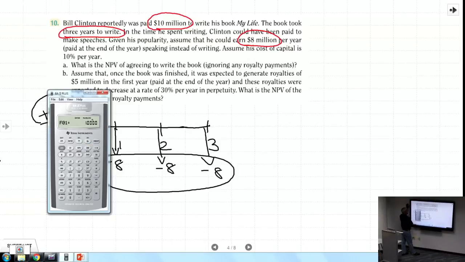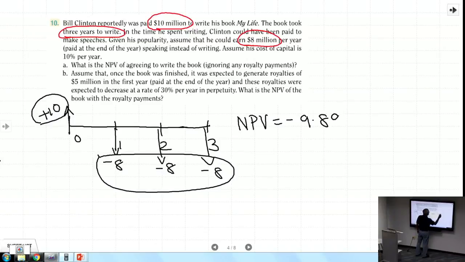That information I put under the F01. I scroll down using this down arrow, and where it says F01, now I should enter 3, not 1. The default is 1, now I enter 3. Now I enter all of these cash flows. I can go to NPV, assume a cost of capital of 10%, enter, down arrow, I compute net present value. It is 9.8 million. So net present value is negative 9.89.